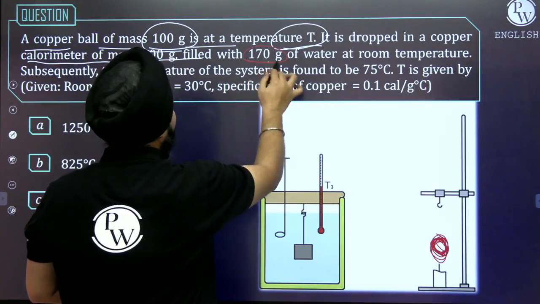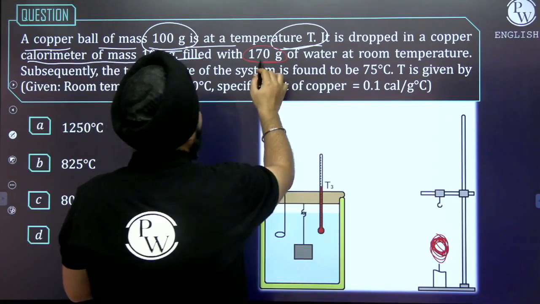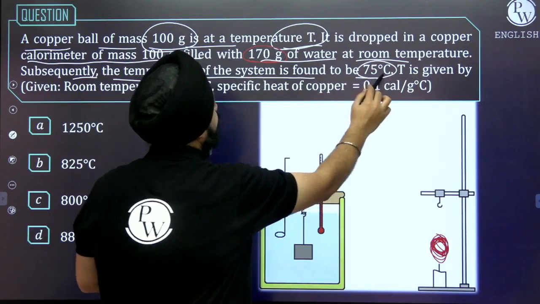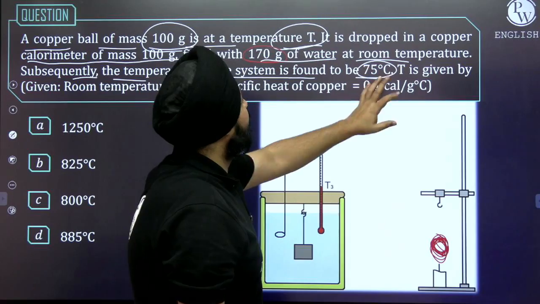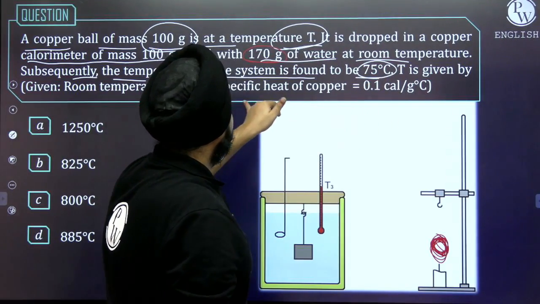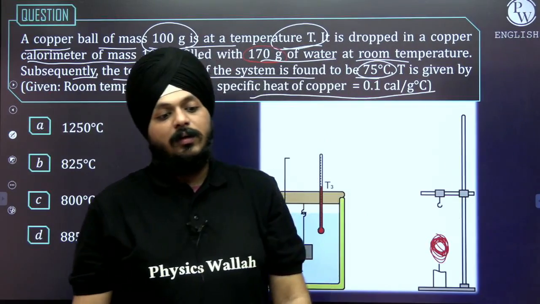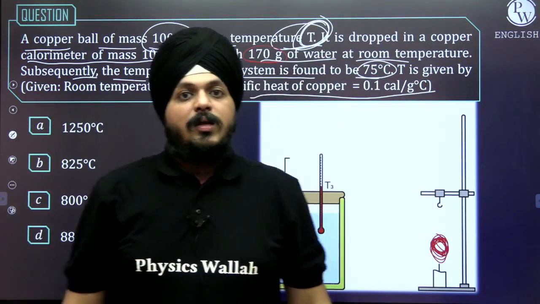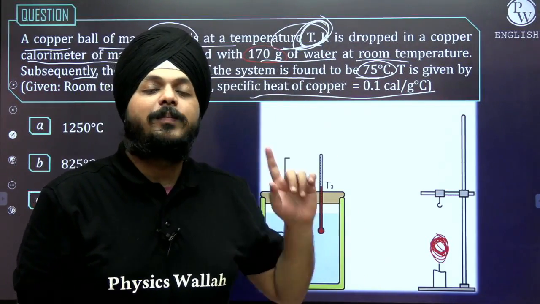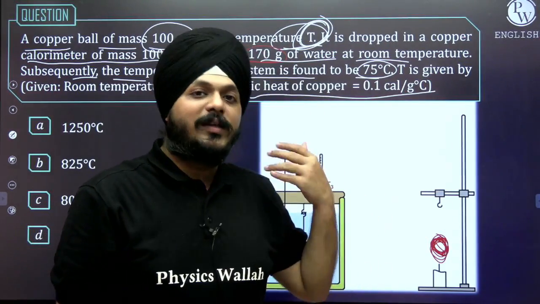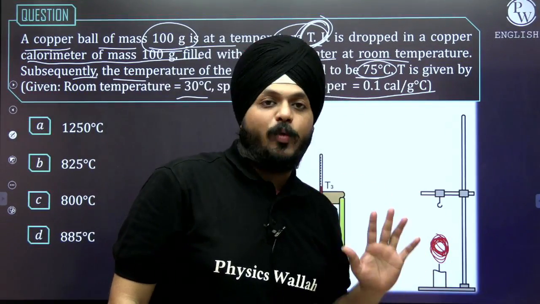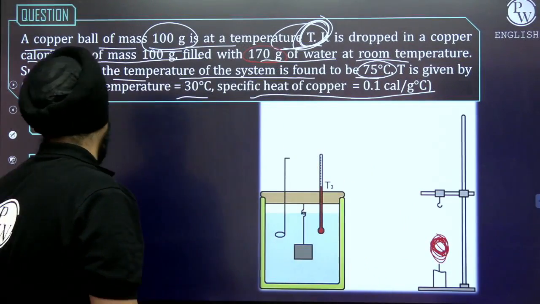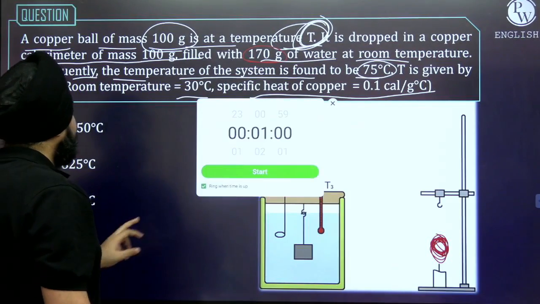This copper calorimeter has 170 gram of water at room temperature. Subsequently, the final temperature of the system is found to be 75. Room temperature is 30. Specific heat of copper is also given. Now we have to find the value of T. Well, it is based on a very simple law, the principle of calorimetry. Don't get so worried. We are going to discuss it live here, and you are really going to enjoy. Just stay till the end, be consistent till the end. First of all, let's give you a minute to solve this question.